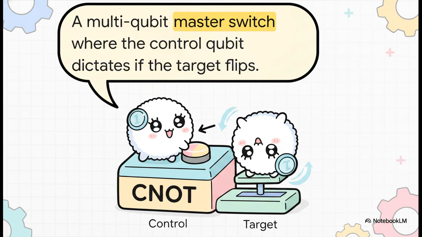Okay, so to connect these isolated qubits, we have to use something called a CNOT gate, which stands for controlled NOT. You can think of it as a master switch that forces interaction between two totally separate particles. It takes two inputs, a control qubit and a target qubit, and the rule here is incredibly simple but so powerful. The target qubit flips its state if, and literally only if, the control qubit is a 1.